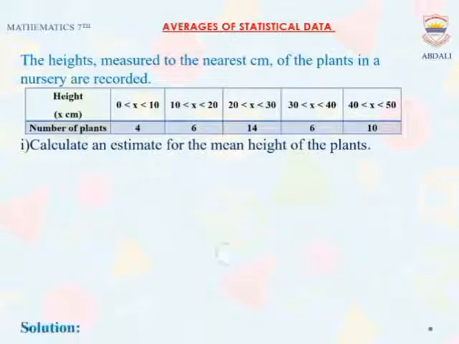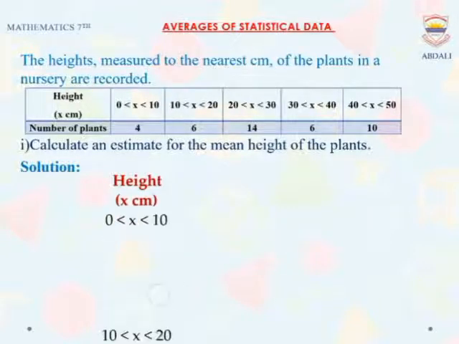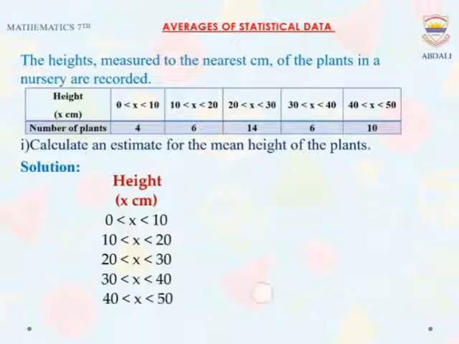So let's start our solution. Firstly, we will draw our table and write all the heights that are given in the table. These are all the heights, and the number of plants will come in the f column. Any number of anything will go in the f column, which is frequency. So we will write all the corresponding frequencies here. Here we are done with rewriting our table data.